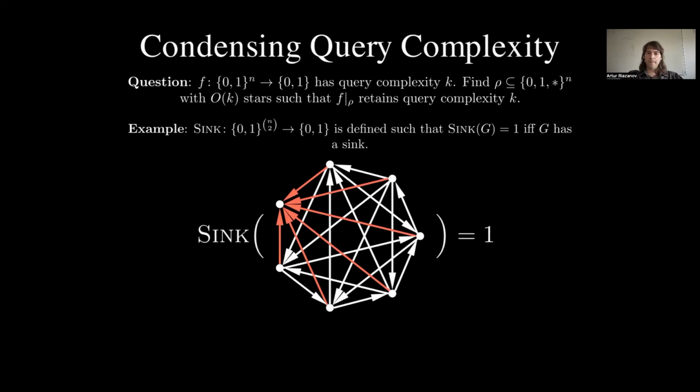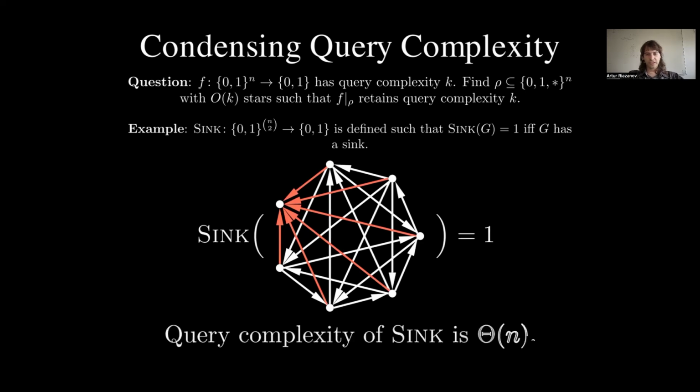Okay, so what is the query complexity of such a function? It's not hard to show that it's linear. We will show the lower bound, and the upper bound is left as an exercise, a nice one. Showing the lower bound is actually equivalent to condensing the function.